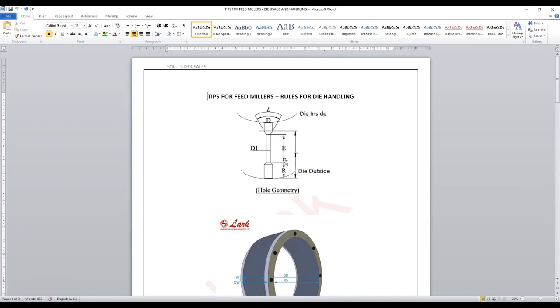For example, in broiler feed, the general L by D, length by diameter ratio, is around 1:12, 13, 14 and above. 1:12 means, for example, if the hole size is 3 mm and we are using a 1:12 die, so 12 into 3, 36 mm will be the effective length. And if the total thickness of the die is 50 mm, so 50 minus 36, the 14 mm will be the relief.